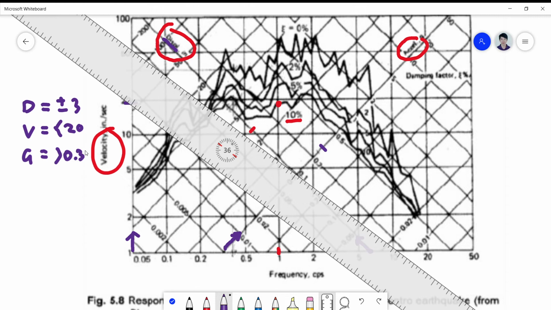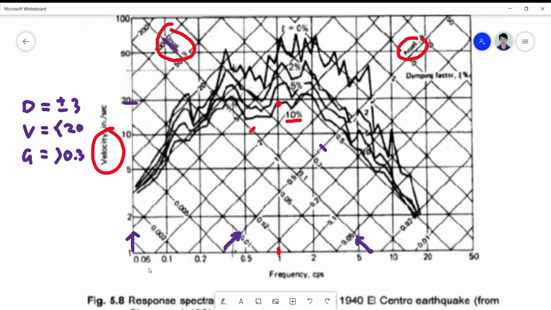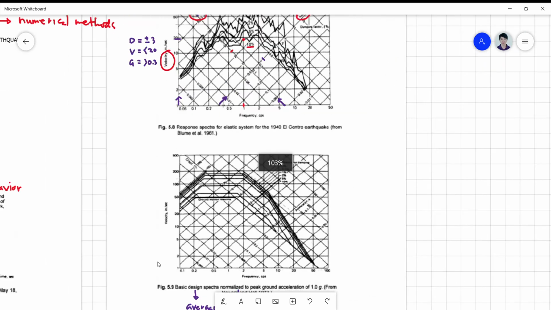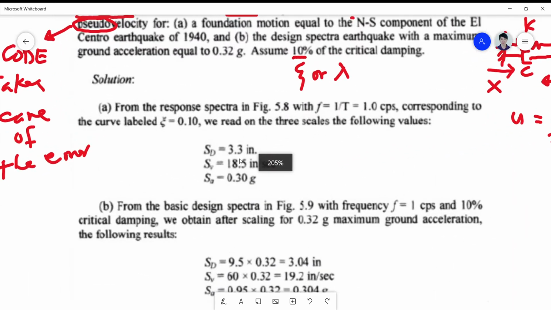Okay, so let's just look if we're close to the answers. So 3, 20, 0.3. Okay, I'm a little bit close, no? This is plus or minus 3, less than 20, and greater than 0.30. Okay, so roughly that's okay.